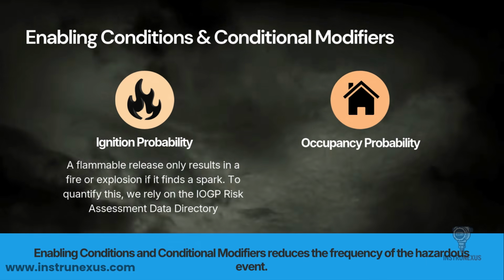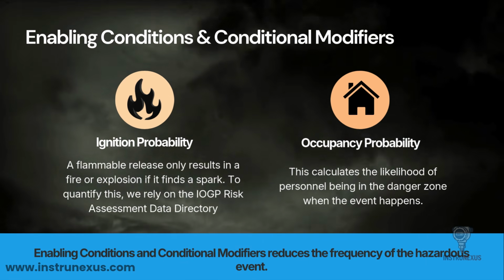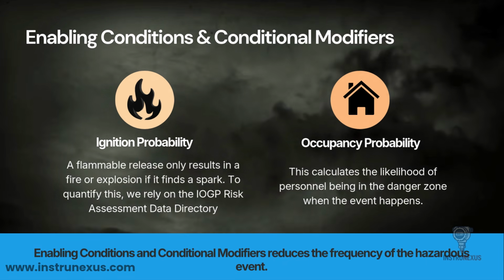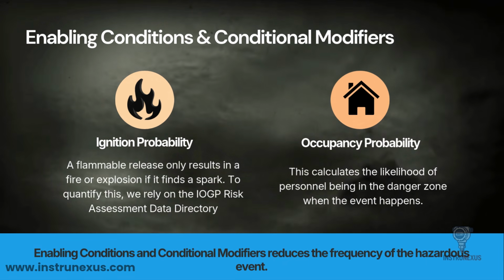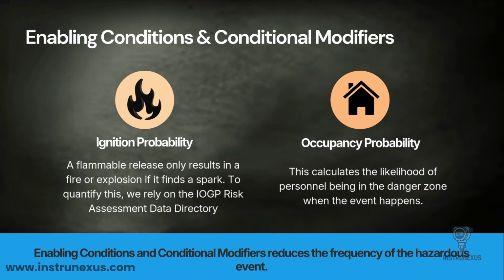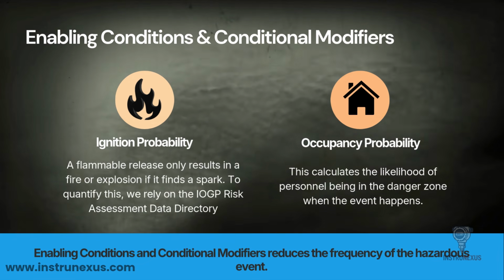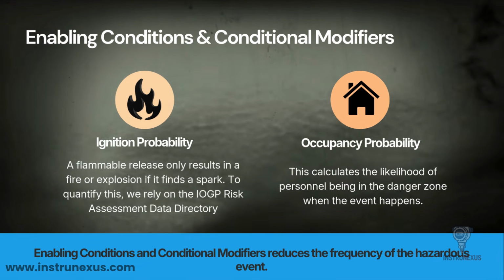Finally, we have occupancy probability. This calculates the likelihood of personnel being in the danger zone when the event happens. If an operator only patrols an area for 1 hour per shift, we apply a fractional credit, ensuring we calculate the risk based on actual exposure, not just theoretical worst-case scenarios.